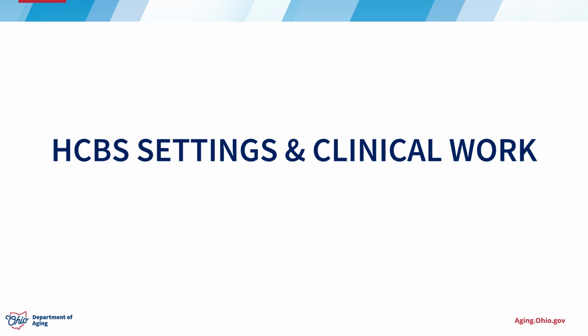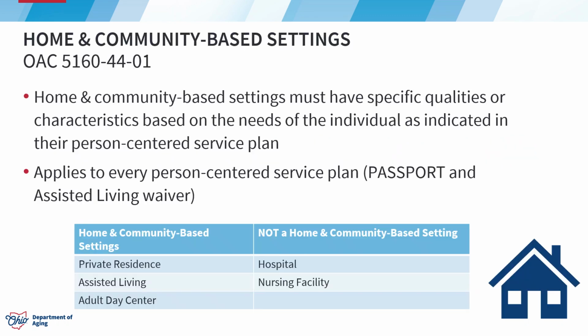Next, we're going to talk about the specific setting criteria and how it impacts your clinical work. To review again, home and community-based settings are settings that include private residence, assisted living facilities, and adult day centers. When we're talking about these home and community-based service setting requirements, these are the three settings that you should keep in the back of your mind as we're going through the presentation. These are all places where the waiver services are delivered.